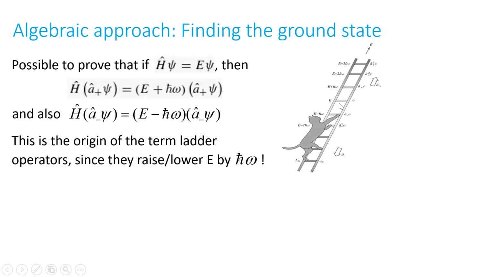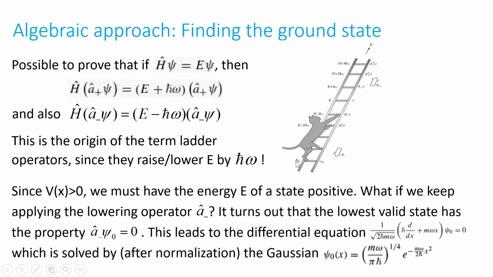So here's the state psi with energy E. And if we operate with the raising operator a plus, we go up to a plus psi or a plus squared psi or a plus cubed psi, and we raise the energies to E plus h bar omega or plus 2 or plus 3 h bar omega. Meanwhile, if we go downward, we get a minus psi, a minus squared psi. We keep operating with the lowering operator, we get E minus h bar omega, E minus 2 h bar omega, etc. Okay, so that's a crucial property.